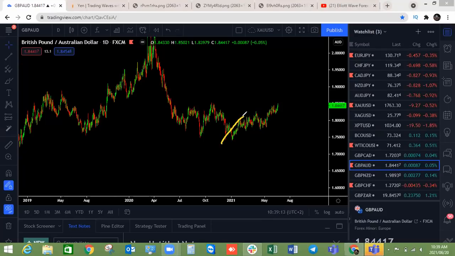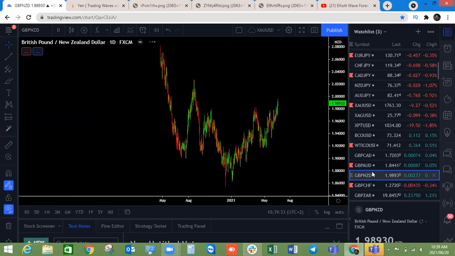Right, so this is what we're looking at here. This is the 3-wave structure. It's more than just these lines that I'm drawing here. This is only the front end of a very detailed analysis. So we're still looking for this to continue pushing to the upside. No reversal as yet on Pound AUD. We're going to see this continue to the upside.